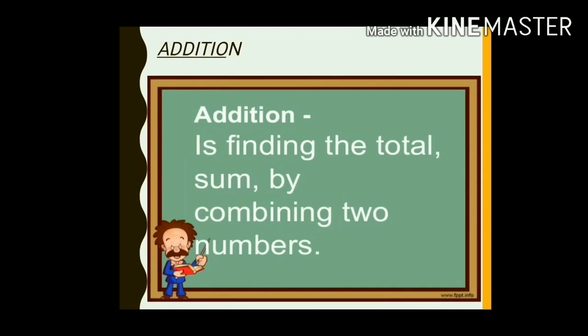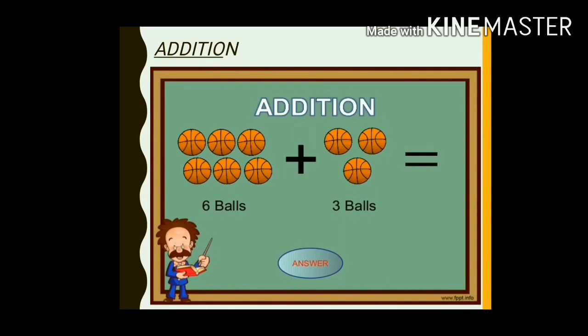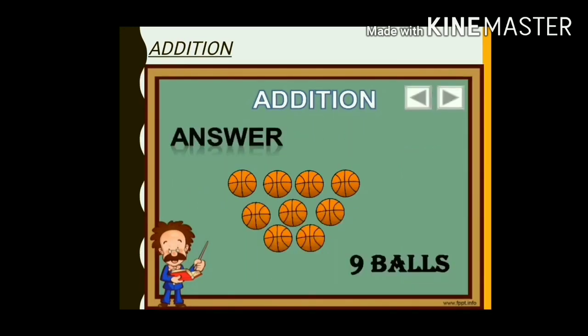So how do we find? You already know that. When we add two numbers, we get the sum, and that is what we called addition. See the picture, children. First group of balls, they have 6 balls, and the next group has 3 balls. So 6 balls plus 3 balls will give us 9 balls. This is how we add, right?